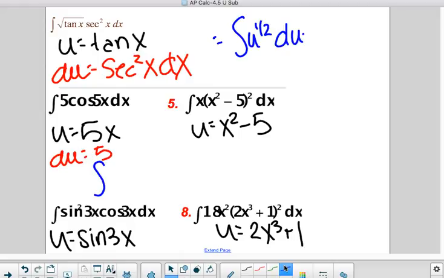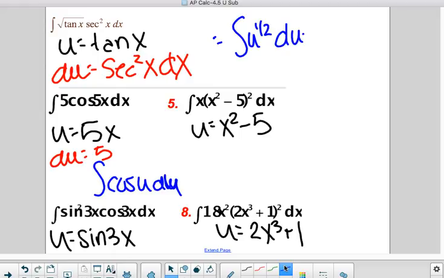Alright, the U substitution on the 5 cosine 5x. Once you do the U substitution, what will it turn into? Sine of 5x dx. Cosine U du.